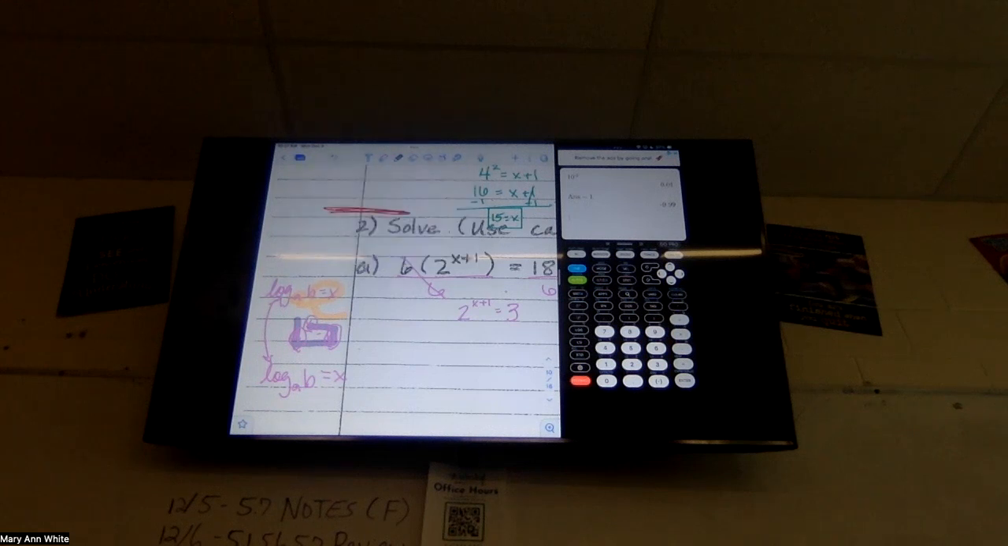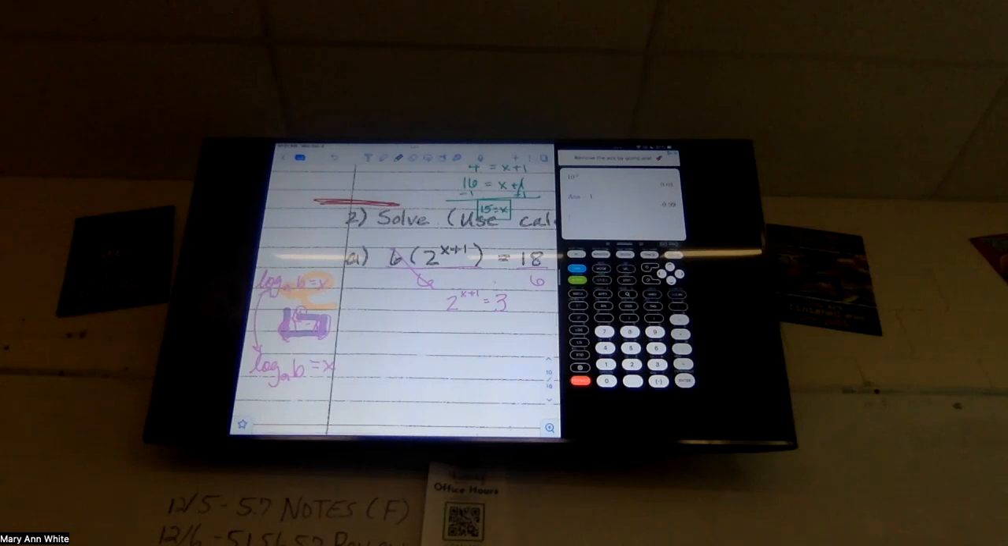So let's do an actual example of this. If I have 2 raised to the x plus 1 equals 3, when I log roll it, I'm going to say log base 2 of 3 equals x plus 1. Now, I taught you how to do log base 2 of 3 in the calculator the other day, didn't I?